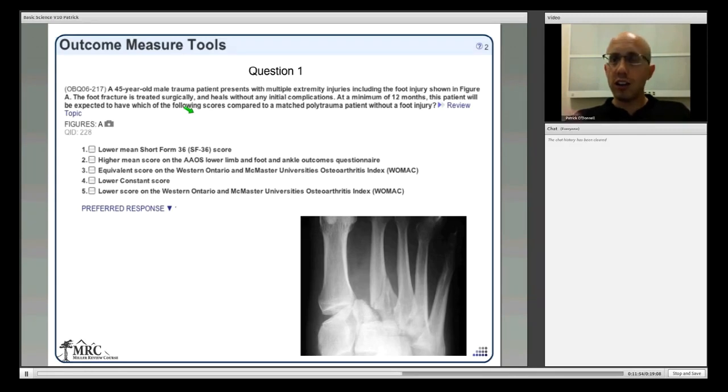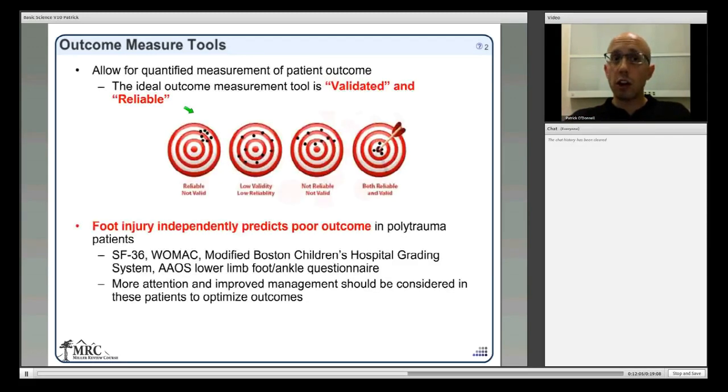So you're looking at this, you have an x-ray. This isn't actually an x-ray question. This is a pull-it-from-your-brain question about what the outcome measure tools in foot patients are. So let's look at them. Outcome measure tools allow for quantified measurement of patient outcome.